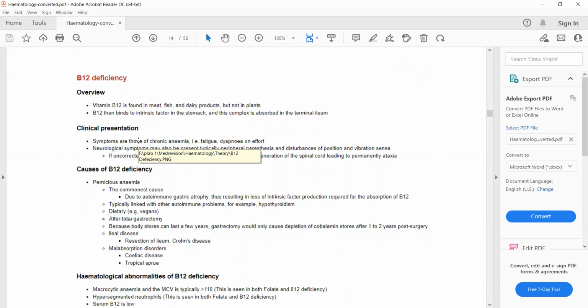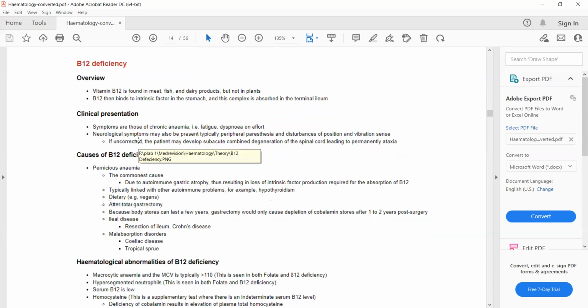Vitamin B12 binds to intrinsic factor in the stomach, and this complex is absorbed in the terminal ileum. Intrinsic factor is released by the epithelial cells in the stomach. So any problem with the intrinsic factor, or the cells that produce it, can lead to vitamin B12 deficiency. And any problem in the terminal ileum can also lead to vitamin B12 deficiency, because vitamin B12 is absorbed in the terminal ileum.